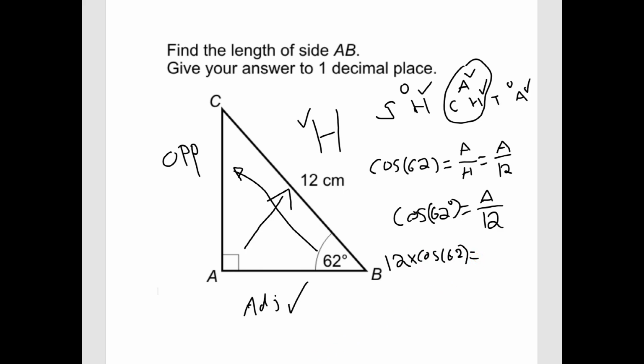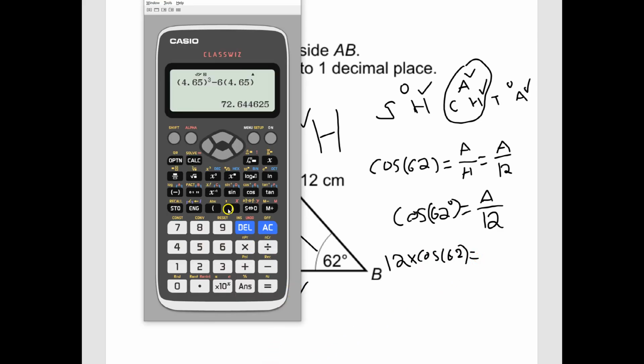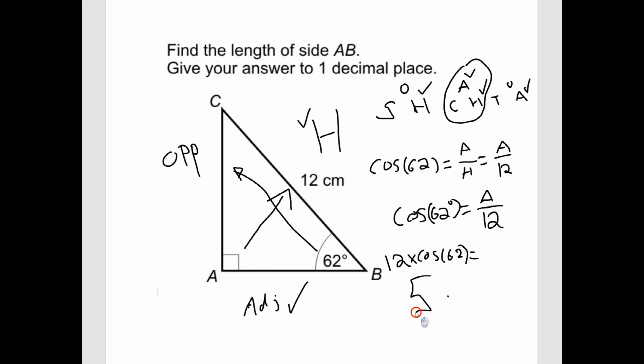Let's see what that is. In my head, that is about 6. 12 times cos 62. Yeah, 5.6 to 1 dp. So we say 5.6 centimeters. Let me do that again, I have some pride in my writing. 5.6 centimeters.